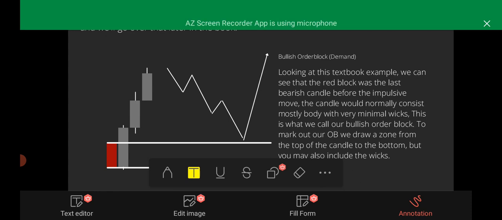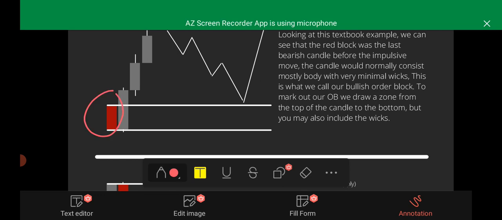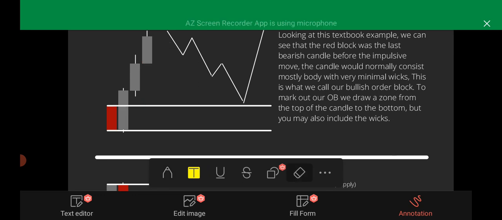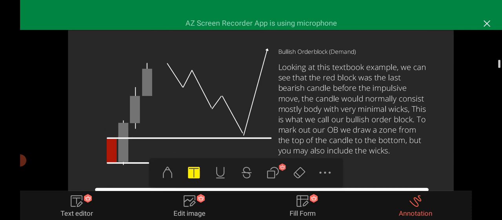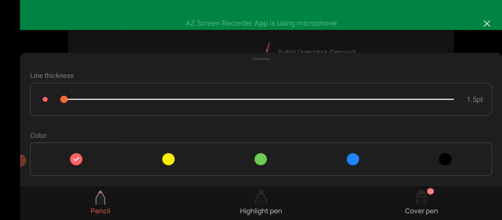To mark our order block, we draw the zone from the top of the candle to the bottom, but sometimes you may also include the wicks. You can see this red candle here. This is the last bearish candle before this very strong bullish movement to the upside, so it is going to be our bullish order block. We are going to wait for the market to come back to this order block, as we can see in these white lines here, and then we can continue buying.